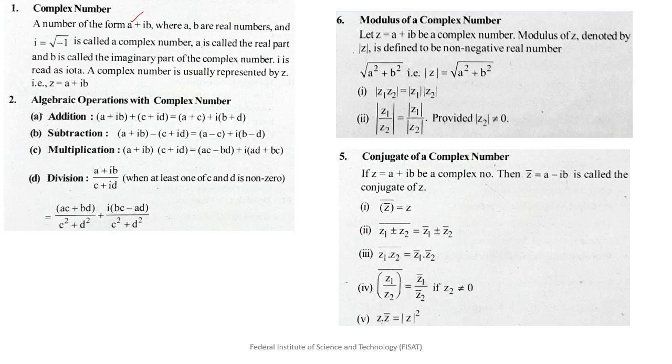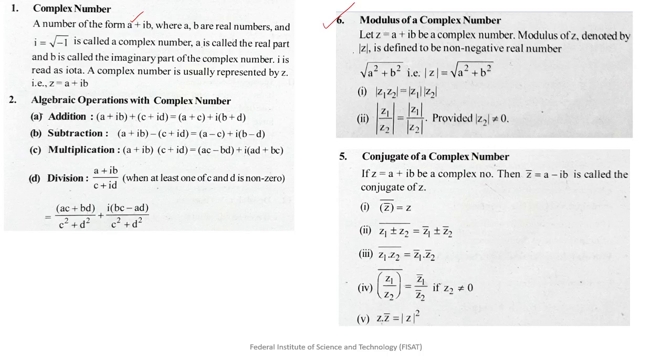There are various algebraic operations with a complex number like addition, subtraction, multiplication, division. In addition, you will be adding the real parts together: (a plus c) plus i into (b plus d). So real and imaginary parts are added separately. Similarly in subtraction, multiplication, etc.